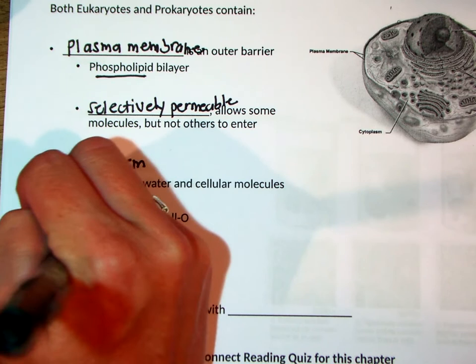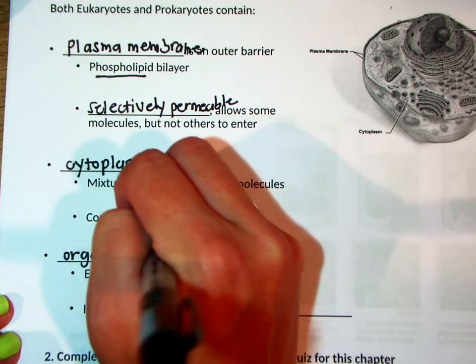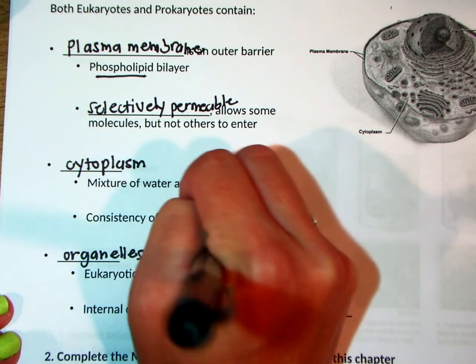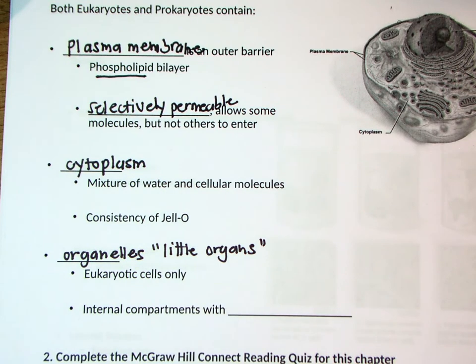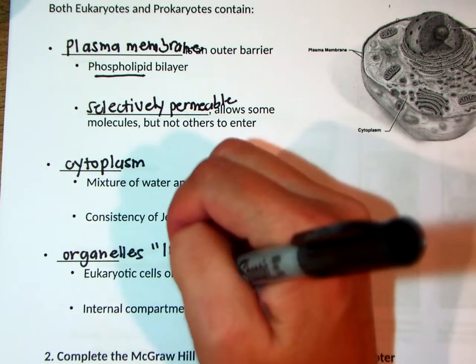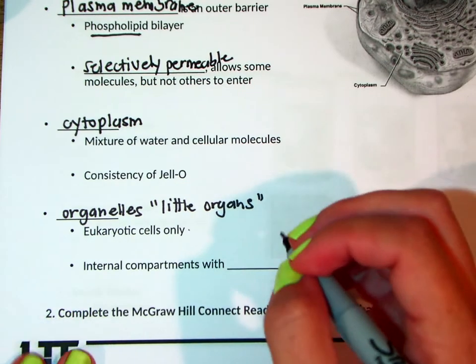So what we call organelles, and what that means literally is little organ. So if you think about the organs in your body, they all have a specific job that they do. The heart is to pump blood, the lungs are to bring oxygen in, your stomach is to digest food. All of these organelles inside the cell have little specific jobs that they do to keep the cell functioning. They're only found in eukaryotic cells, and they are internal compartments with a specialized function.